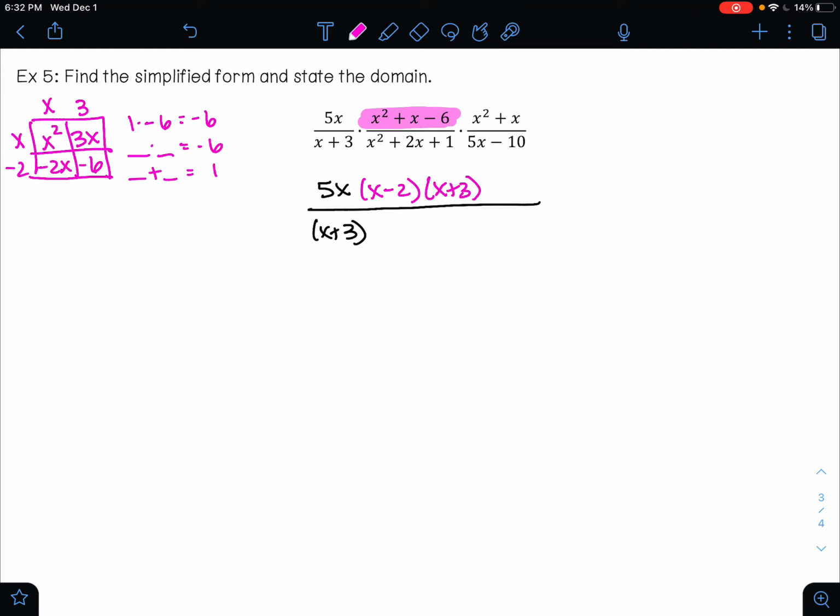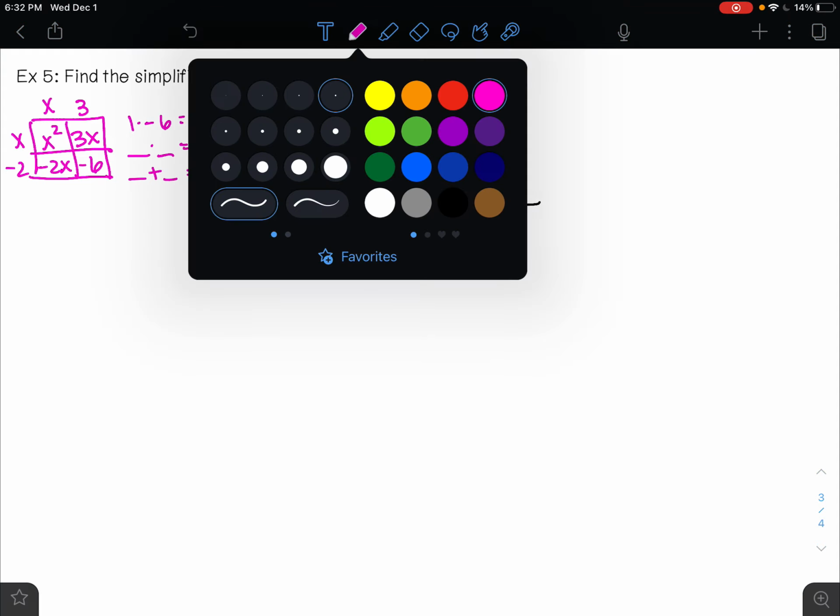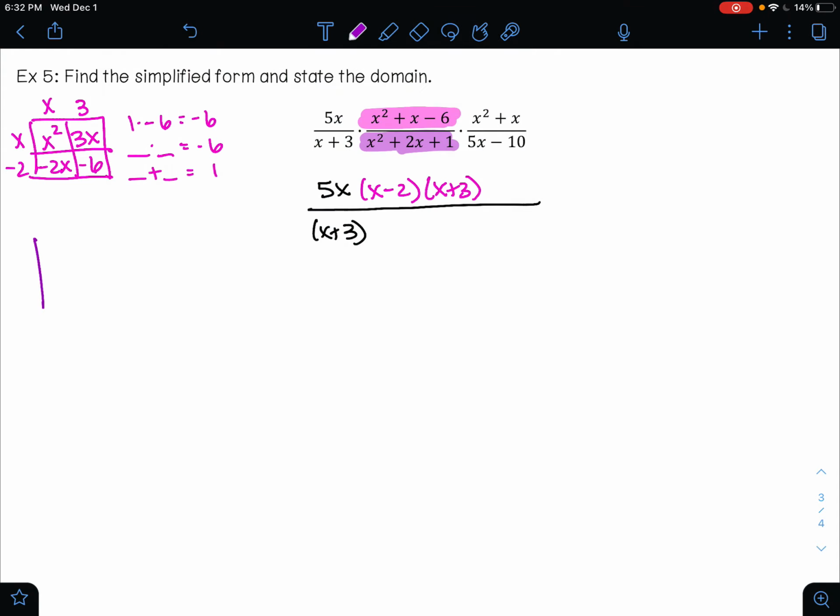In my denominator, I have x squared plus 2x minus 1. There is no GCF here, but I can factor it using the area model. First term goes in the first box, last term goes in the last box. You always want to multiply your first number by your last number. So here I'm looking for factors of 1 that add to 2. Those factors are 1 and 1.